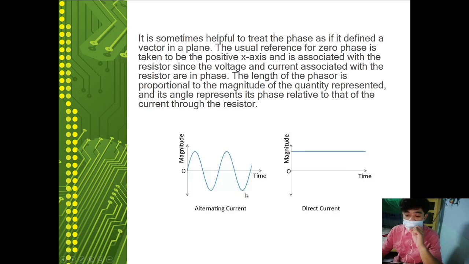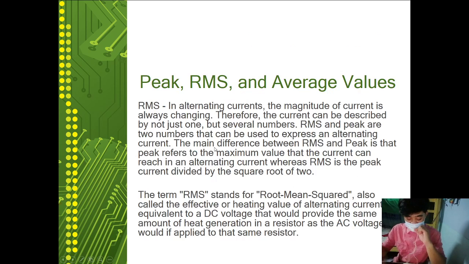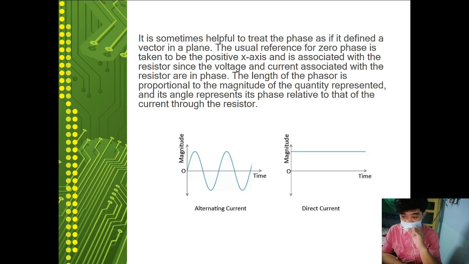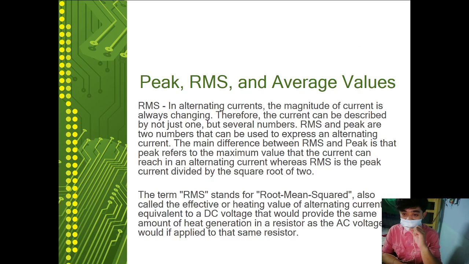Well, alternating currents have a big difference on the DC. Peak, RMS, and average values.